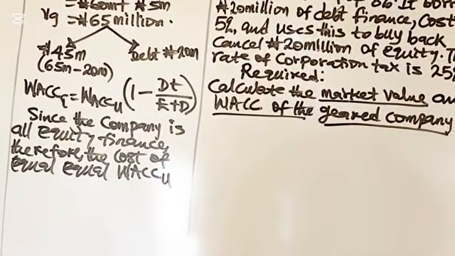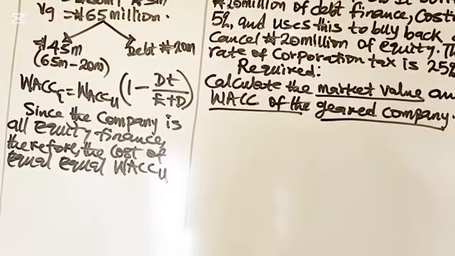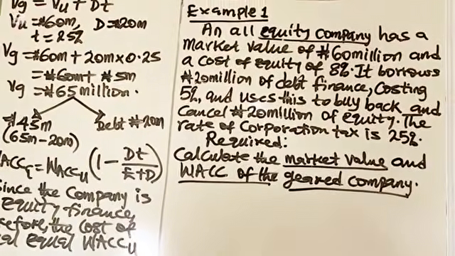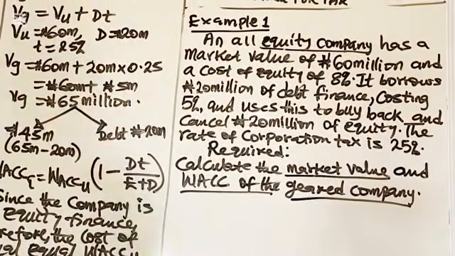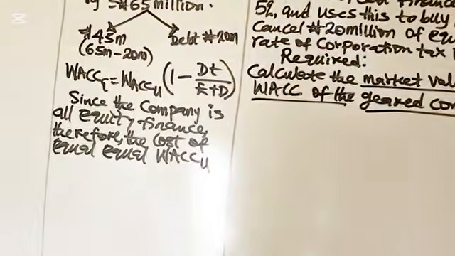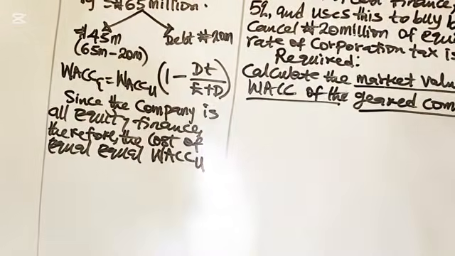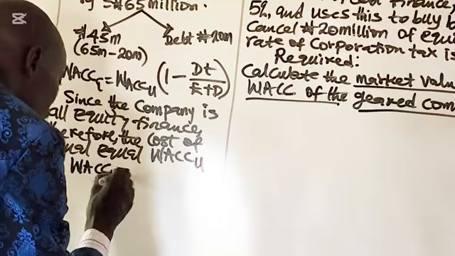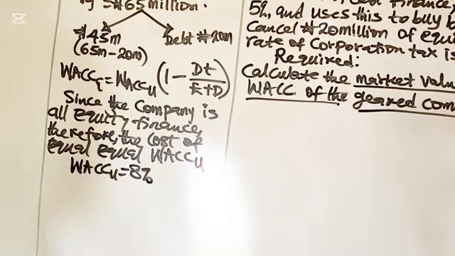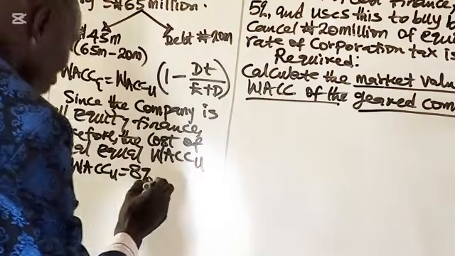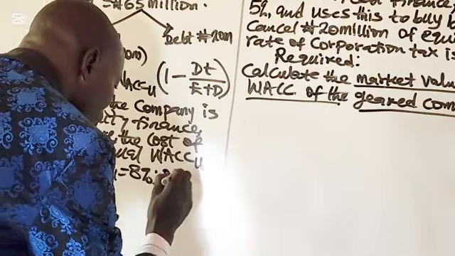So since the only source of finance is equity, then the cost of equity will be the WACC of an ungeared company. Now back to the question. You have the cost of equity to be 8%. That means the WACC of an ungeared company is 8%. So we have WACC of an ungeared company equals 8% from the formula. We've known this. Then D, market value of debt, which is 20 million.